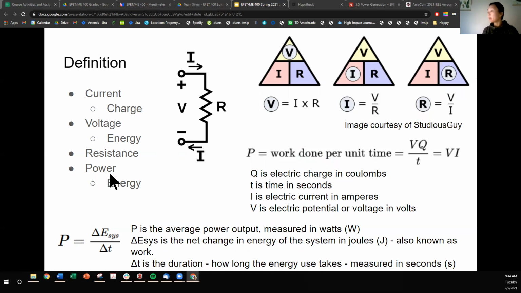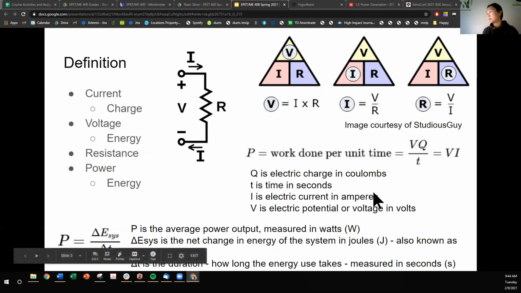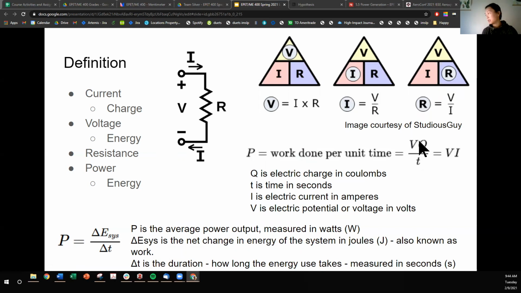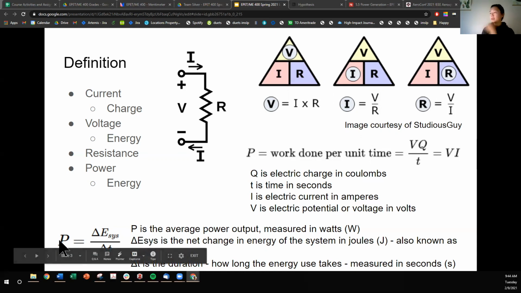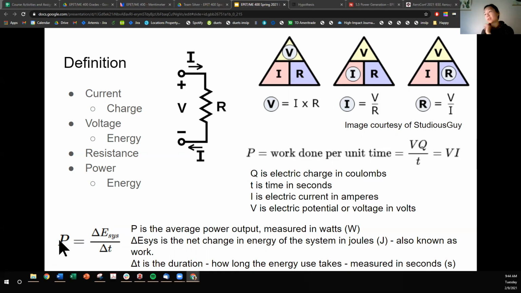The relationship of power to all of these other variables: power is the work done per unit time. So it would be voltage times current, or the current can be replaced with charge over time. And that final relationship I want to describe is the relationship of power to energy. Power is the derivative of energy, so you could find that as the difference in energy over the difference in time.